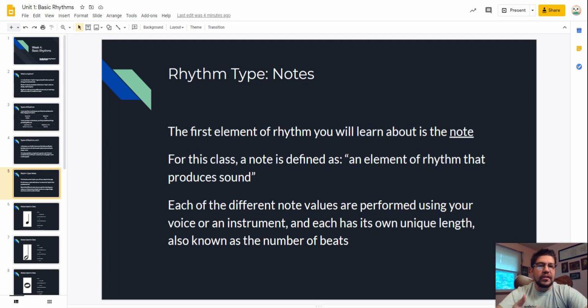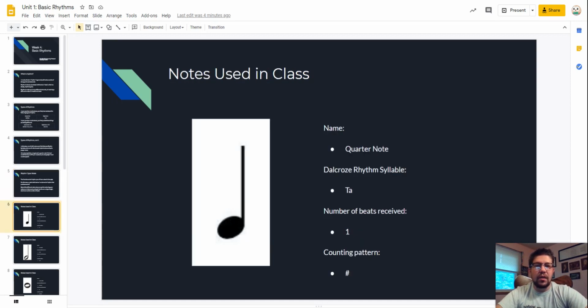Now we're going to get into the different types of notes that we have. We're going to start off pretty basic with the quarter note. You can see right there it says its name is the quarter note. The Dalcroze rhythm syllable is ta. The number of beats it receives is 1, and the counting pattern is just the number. We'll go into counting in just a little while, so please just start to remember the way that this is all going to work out.